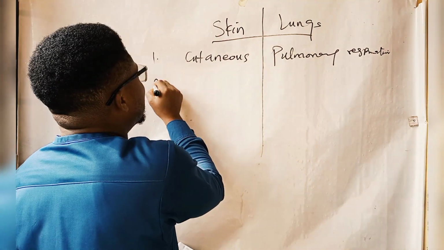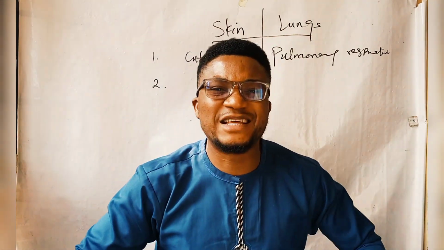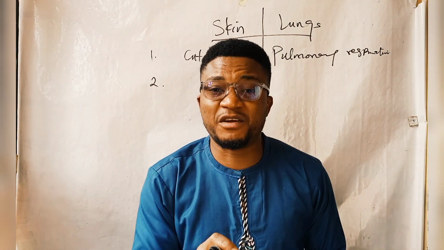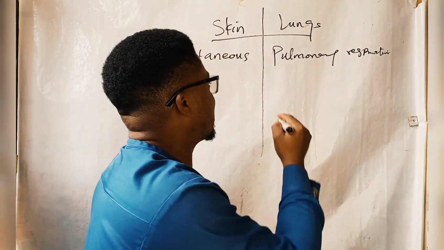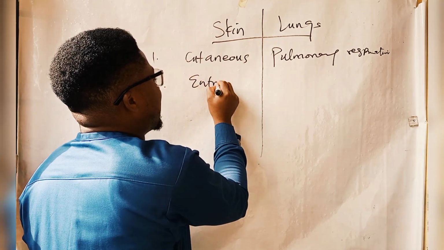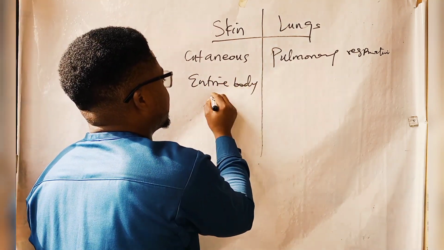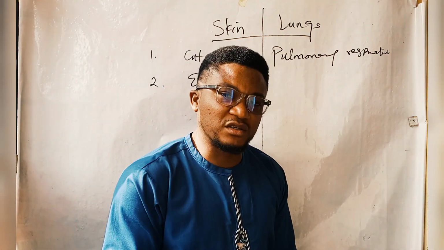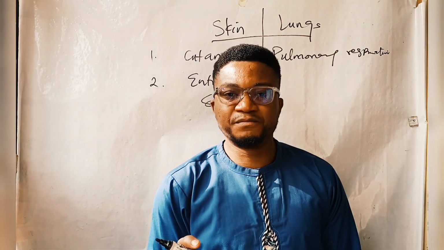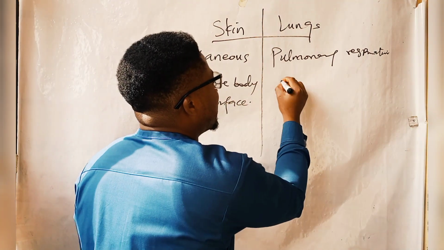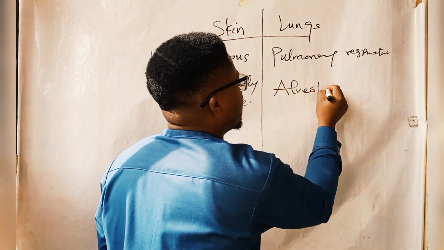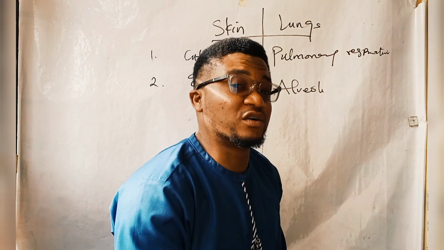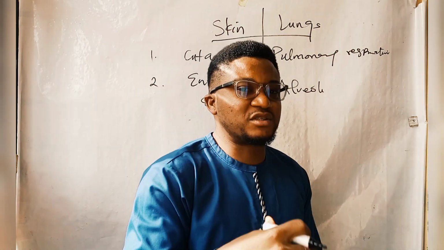Now, respiration in the skin happens across the entire body surface. So you don't have any specific place, it's happening at the same time. So we can say number 2, it happens in the entire body surface. But when it gets to the lungs, it becomes a bit specific. You understand? So it happens in the alveoli of the lungs. Right in the alveoli of the lung, that is where respiration happens in the lungs.